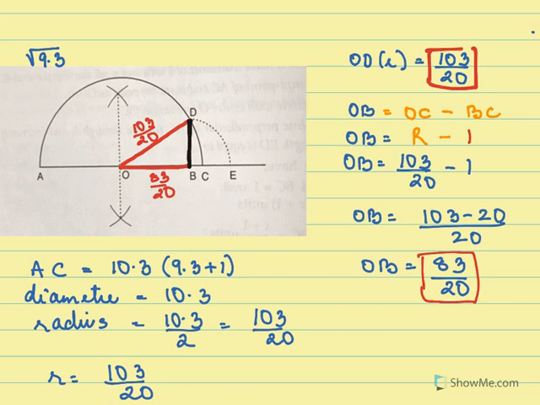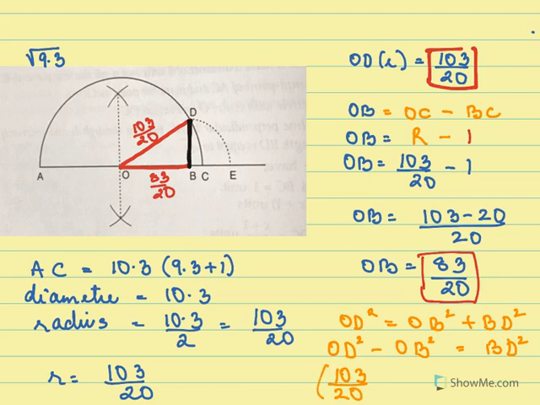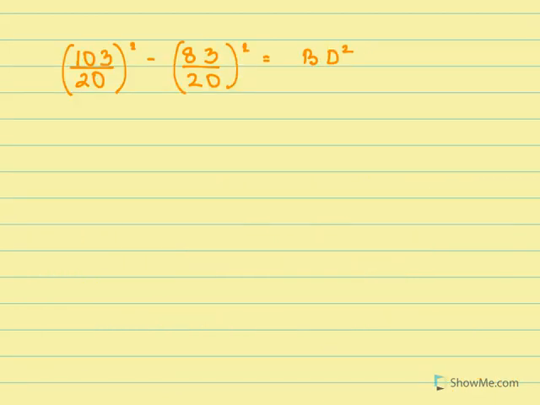And using Pythagoras theorem here, we know that OD square equal to OB square plus BD square. So OD square minus OB square equal to BD square. Now OD is 103 over 20, that's a radius, and we already found that. OB we found is 83 over 20, the whole square, and this is equal to BD square. So this is what we got. So we'll use the formula A square minus B square, A minus B, A plus B.